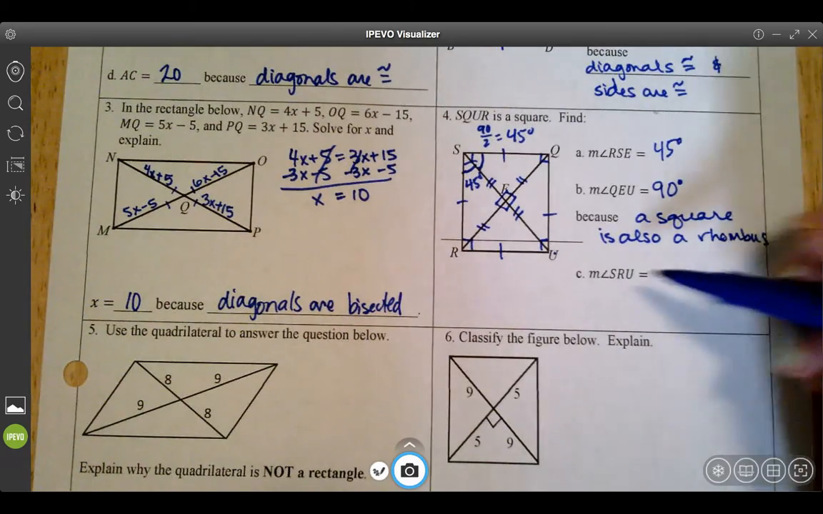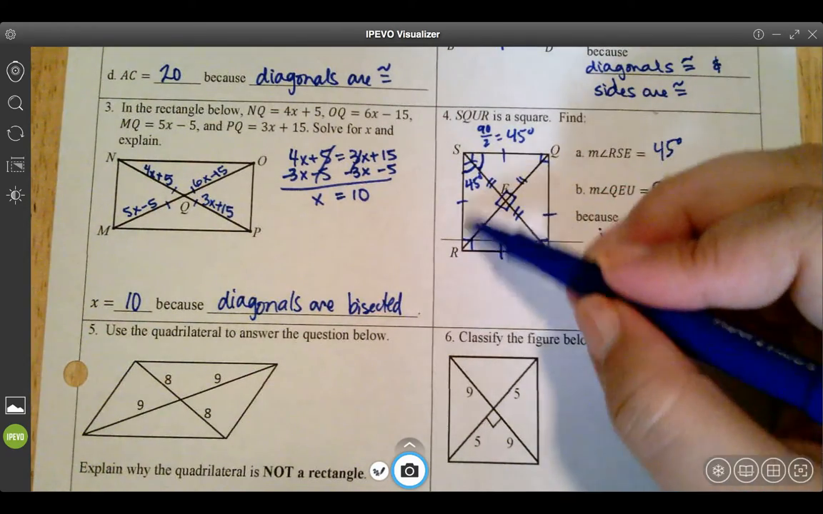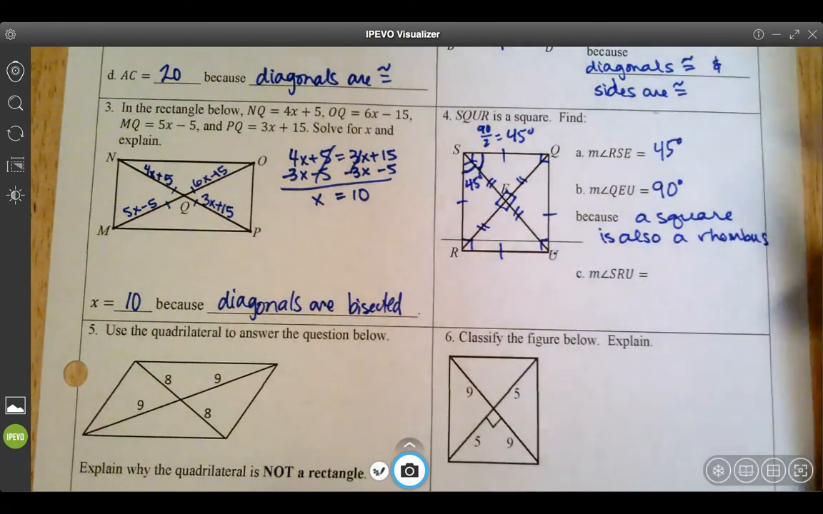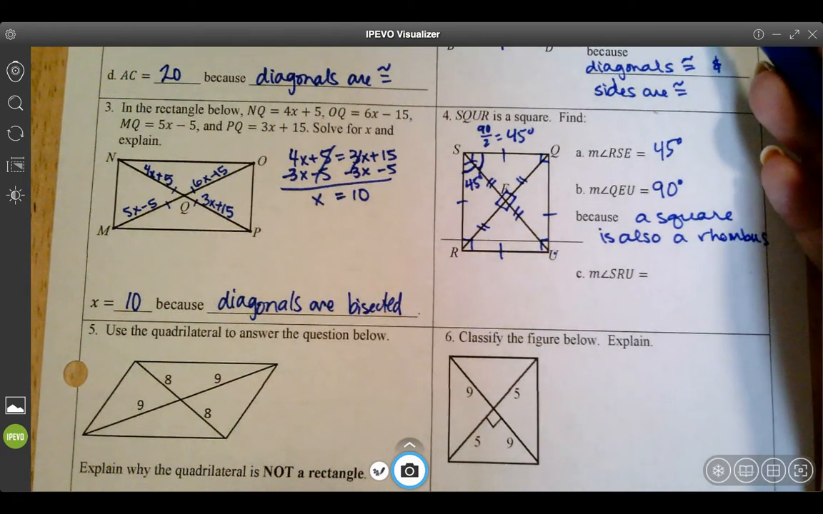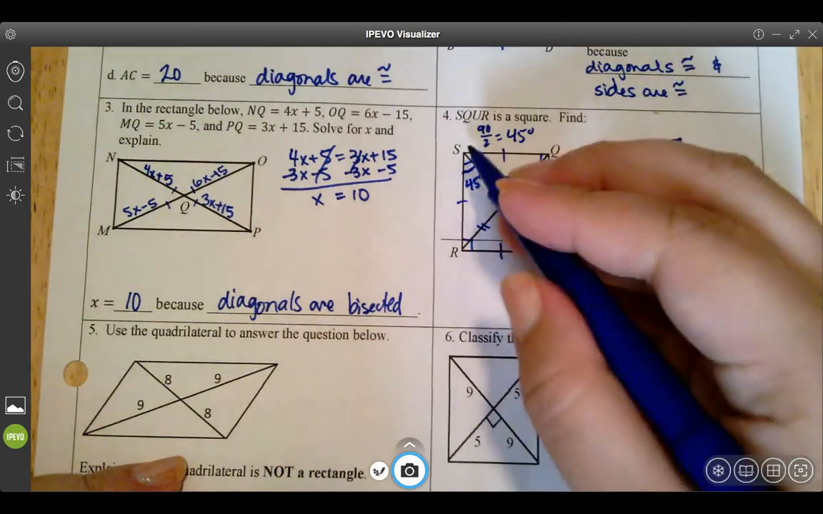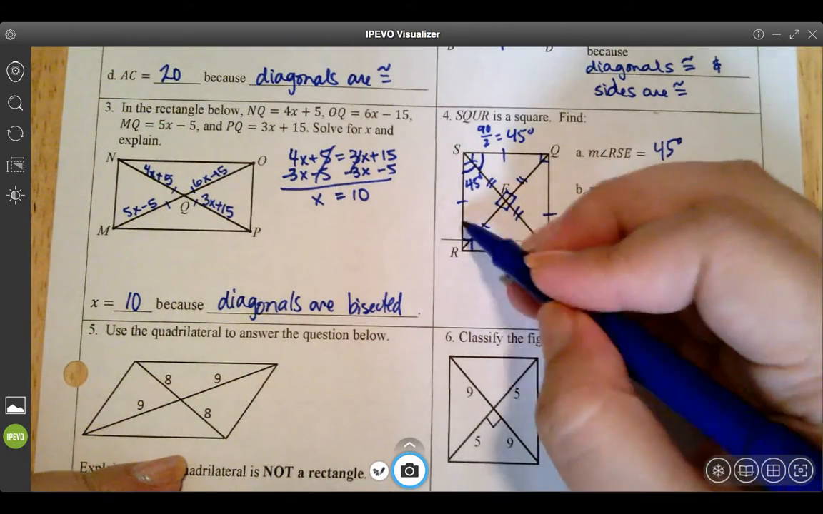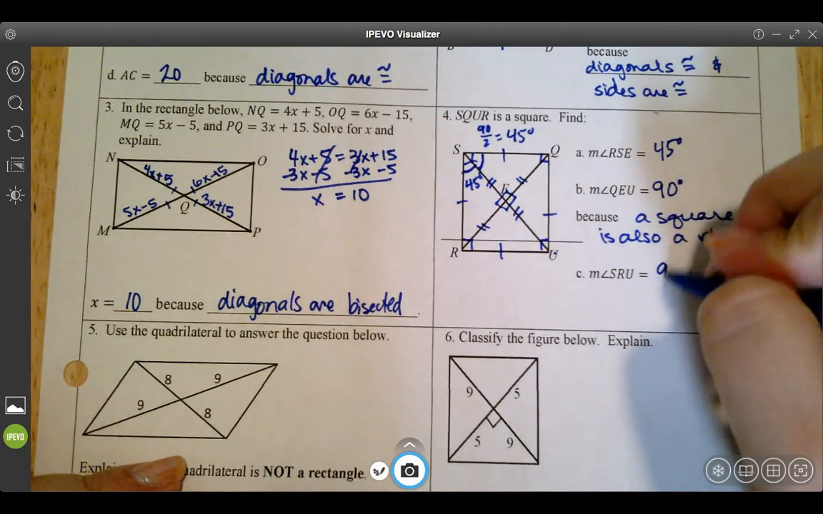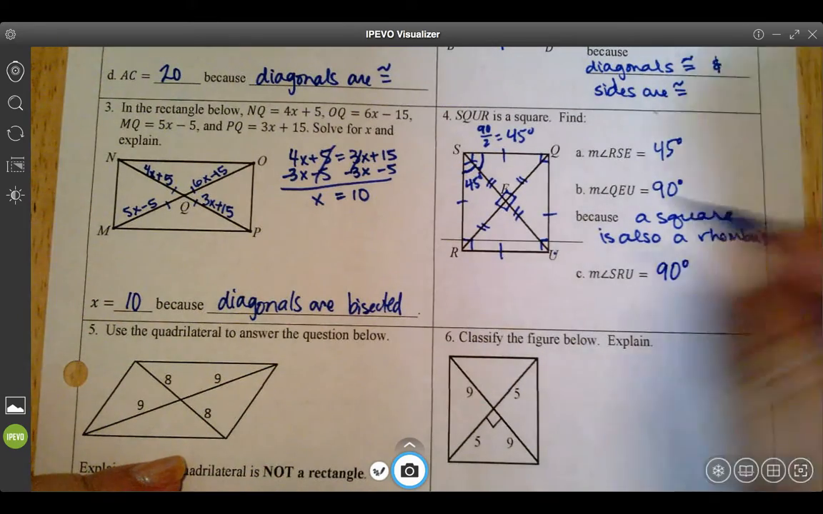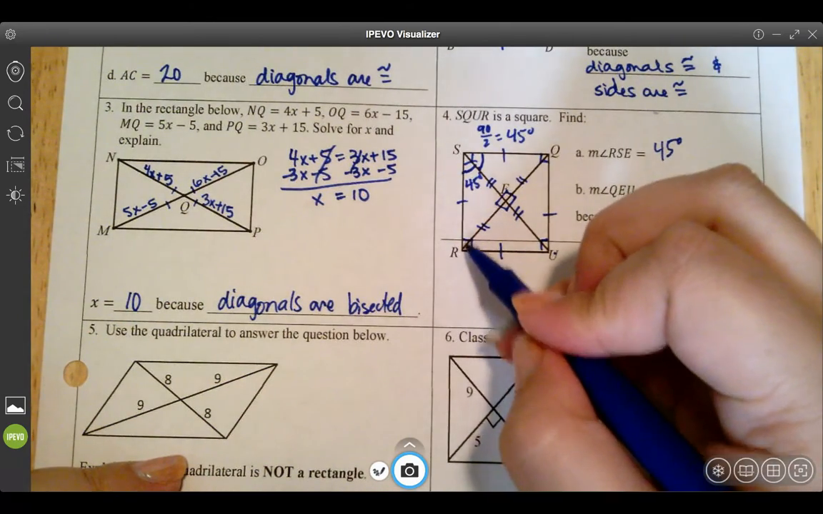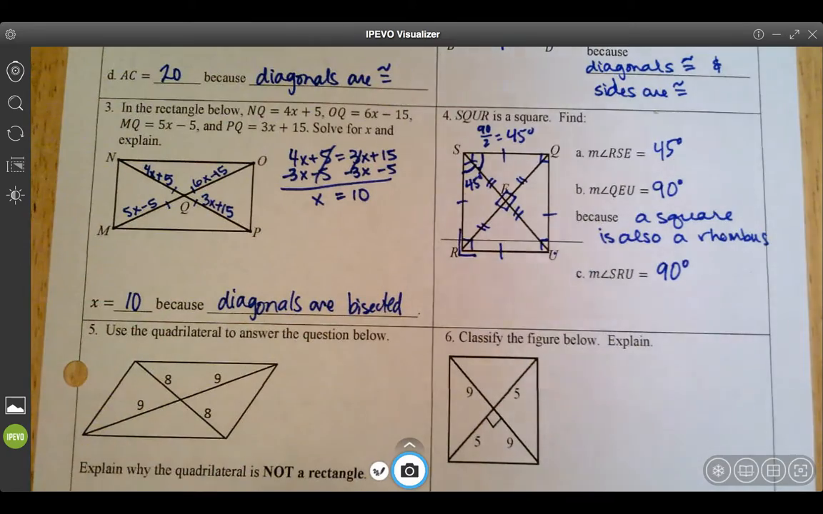And lastly, we'll look at the measure of angle SRU. Well, we did define a square so far to be a rectangle, which means that it has 90-degree angles. And so SRU, which is an outside angle, is 90 degrees. Right, that's one of our big total outside interior angles.